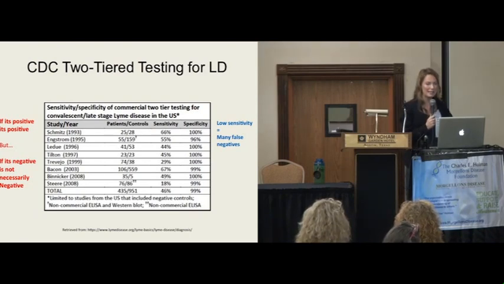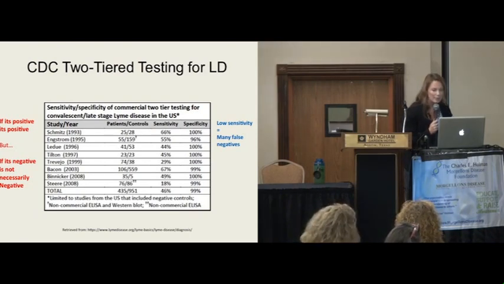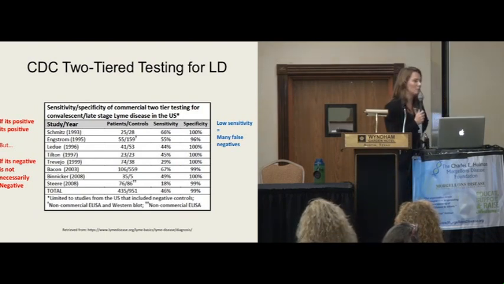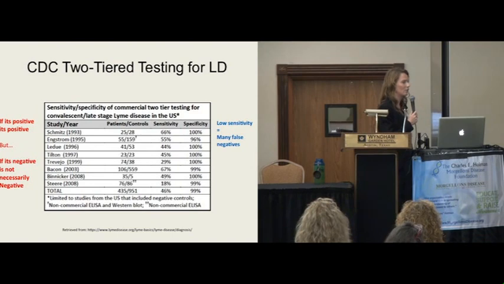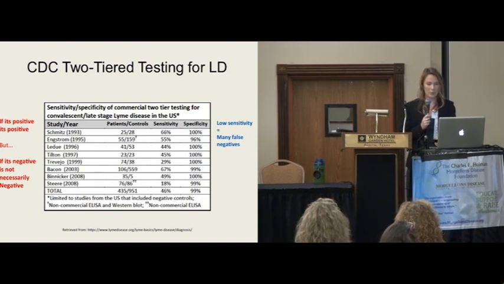It ranges from 18% all the way up to 67, I think I see. So that's horrible. That's almost less than 50% sensitive on average. So that's lots of false negative tests, and yet this is what is recommended.